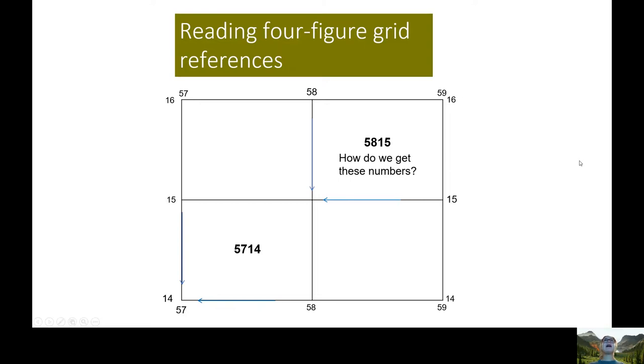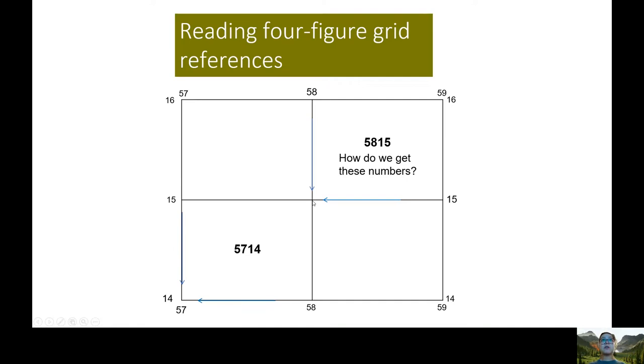Let's refresh our memory on how to read a four-figure grid reference. Well, we go along the hall first and then up the corridor. So we always start on the bottom line. Let's look at this grid here. How do we get to these numbers? We go to the bottom left corner.